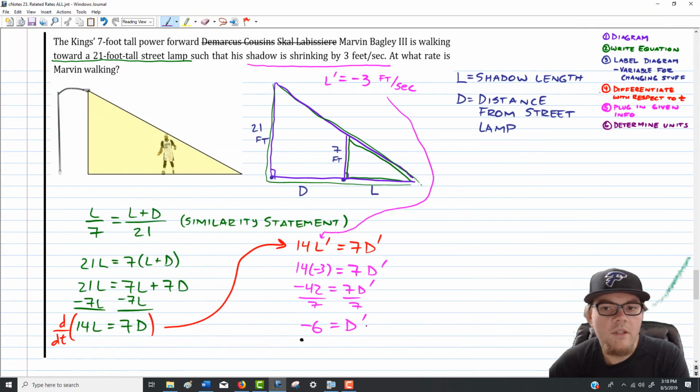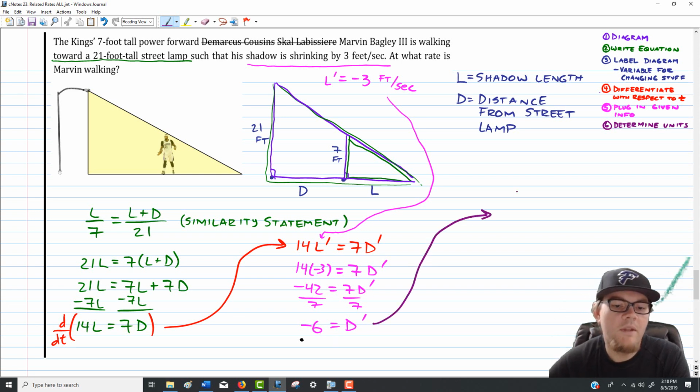More than that, though, we just need our units to finish off this problem, having seen everything else in here. So to wrap this up, D prime, or dD/dt, which is kind of fun to say actually, dD/dt, is going to be equal to negative 6, or decreasing by 6, and then as far as units, it's a distance over time, which means we're going to use the same units. So this will be negative 6 feet per second.